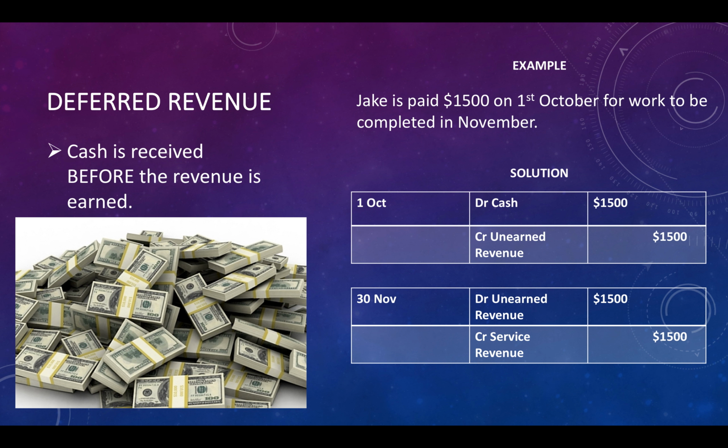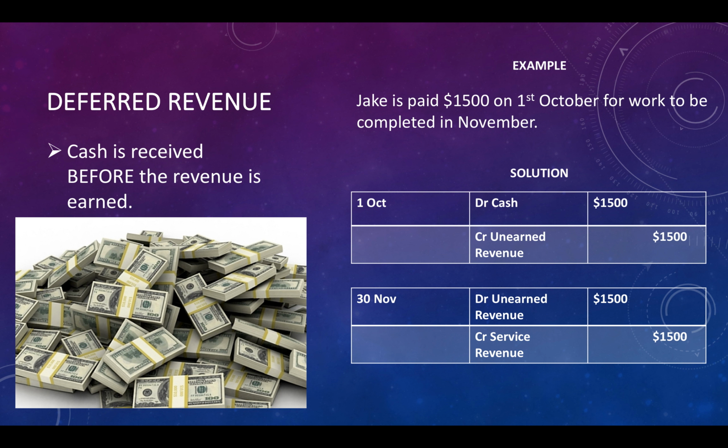The first scenario we will look into today is known as deferred revenue. This occurs when cash is received before the revenue is earned. For example, Jake is paid $1,500 on the 1st of October for work to be completed in November. Because the service has not been provided yet, the $1,500 is not recorded as revenue, however it's recorded as a liability for October. On the 1st of October, Jake will debit the cash of $1,500 and credit the unearned revenue.